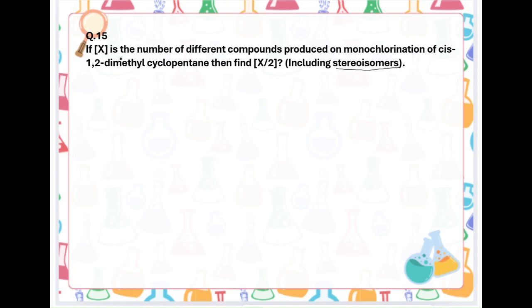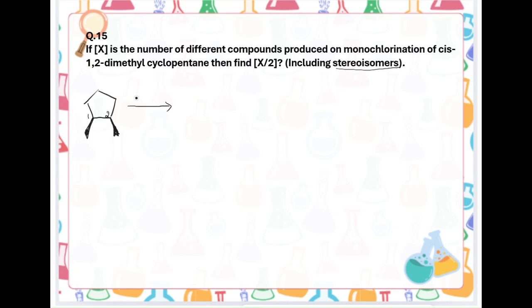First, let's write down the structure of cis-1,2-dimethyl cyclopentane. So you can see here both the methyl groups are above the plane, right? That means they are cis to each other and they are at first and second position. Therefore, this is cis-1,2-dimethyl cyclopentane.